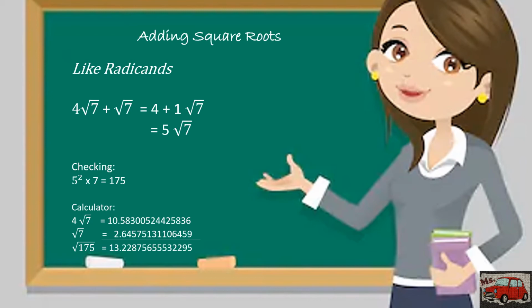Okay? To check that, i-reverse mo lang ulit. So, since si 5 yung square root yun, you need to square that. So, 5 squared times 7 is equals to 175. So, another way to check if our answer is correct is to use the calculator.